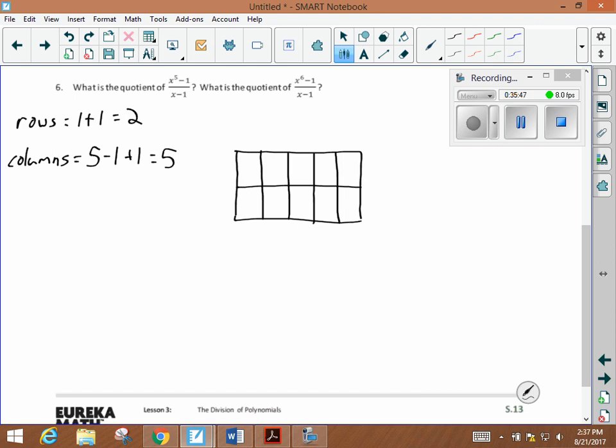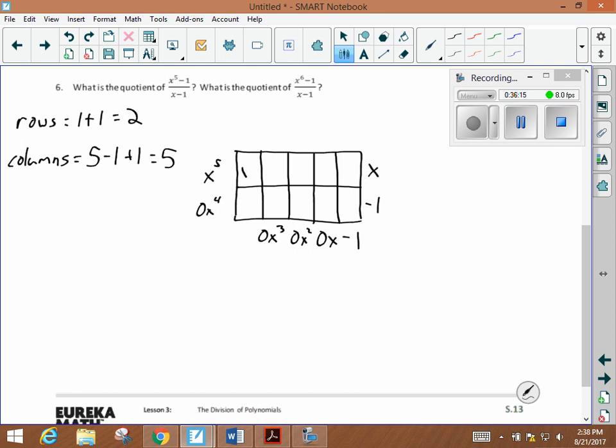So we're going to have a lot of placeholders with this one. All right, so let's go ahead and put our x to the 5th here. And then we're going to have a 0x to the 4th, 0x to the 3rd, 0x squared, 0x, and negative 1. And then over here we'll have x and negative 1.